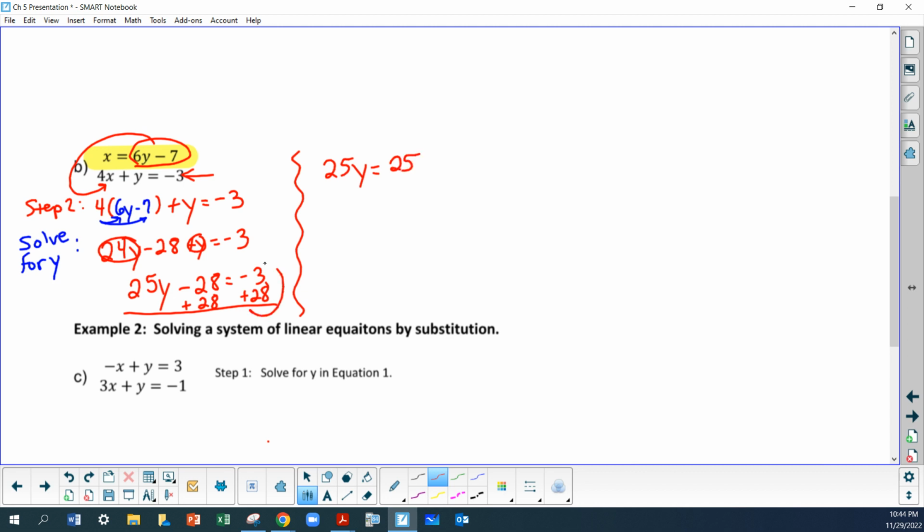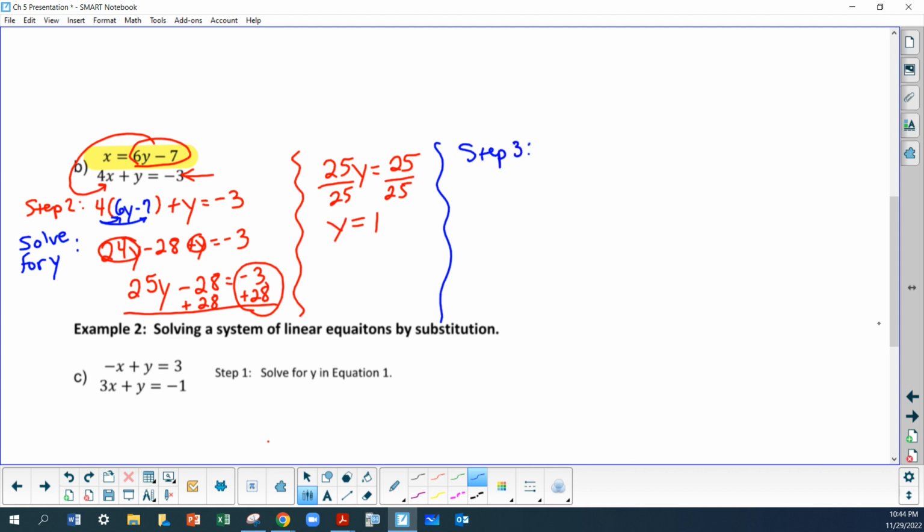-3 plus 28 gets us the 25. Oh, this will be nice. Divide by 25. And y turns out to be 1. Sweet, we're halfway done with our work. Now I'm going to move into step 3.